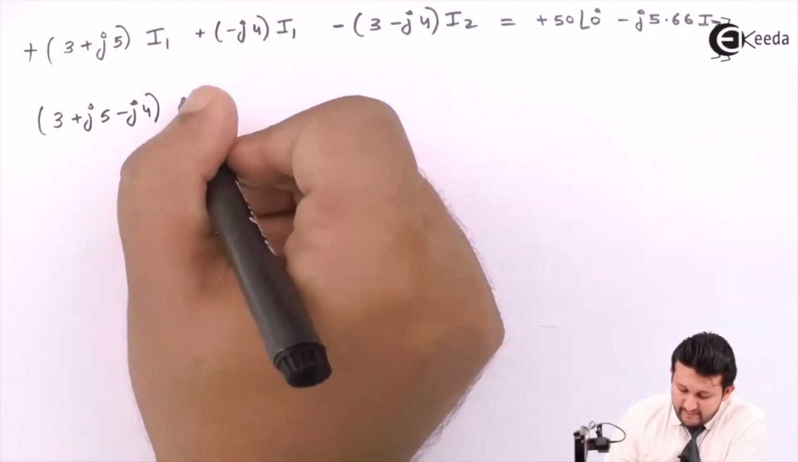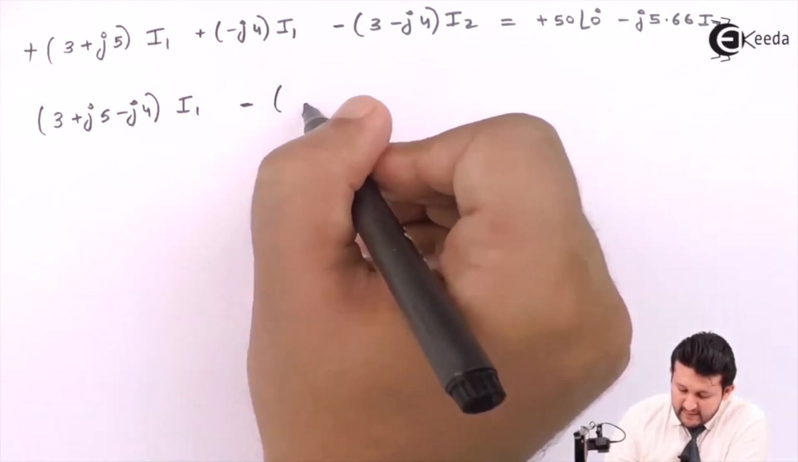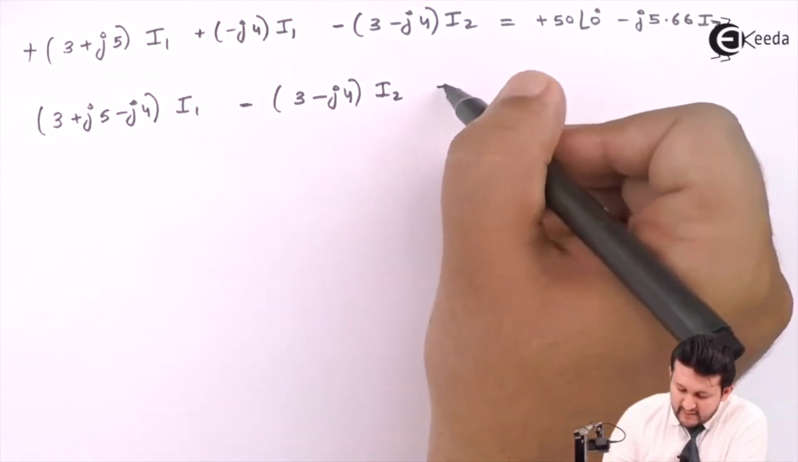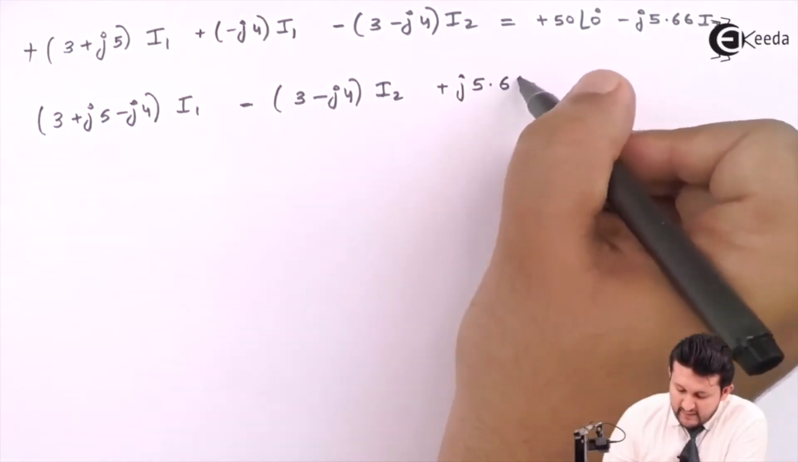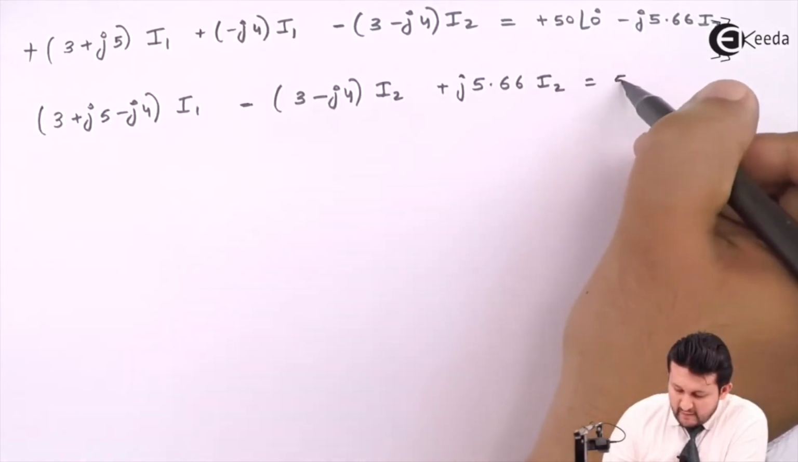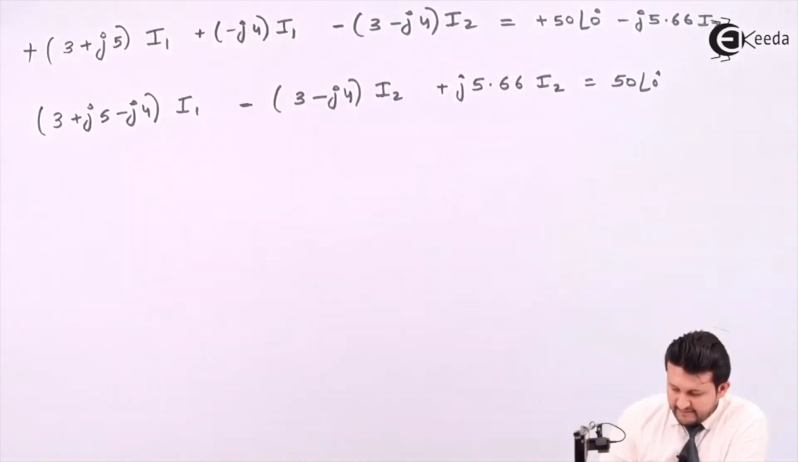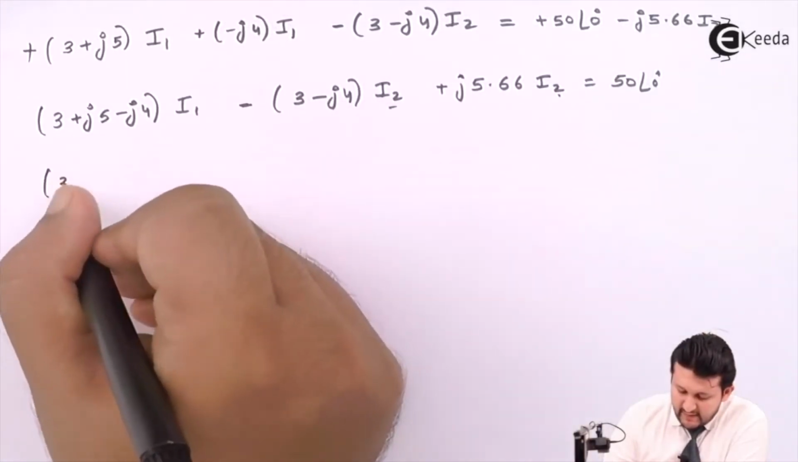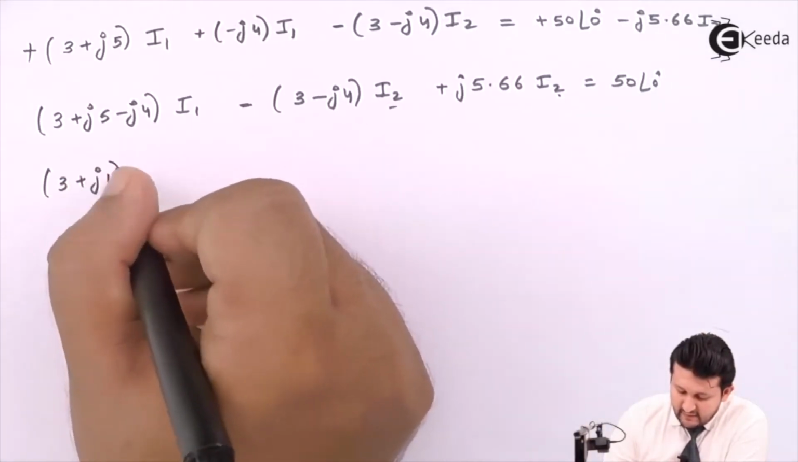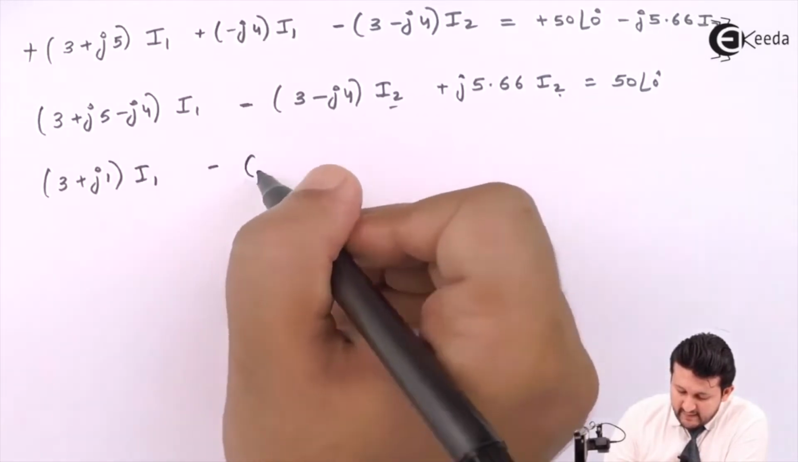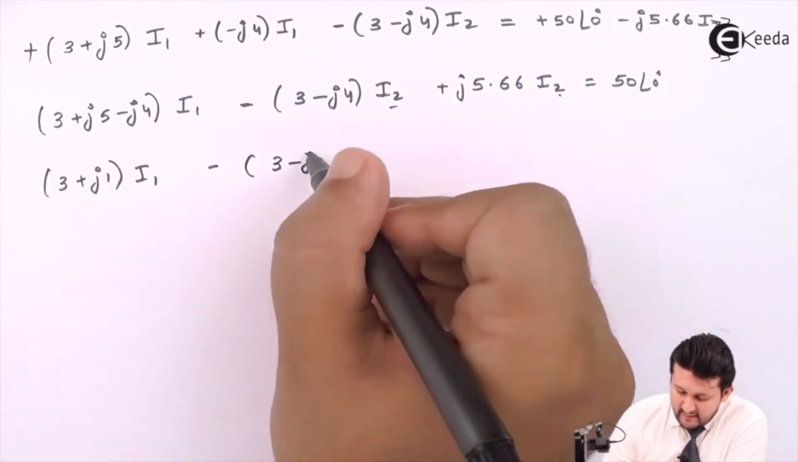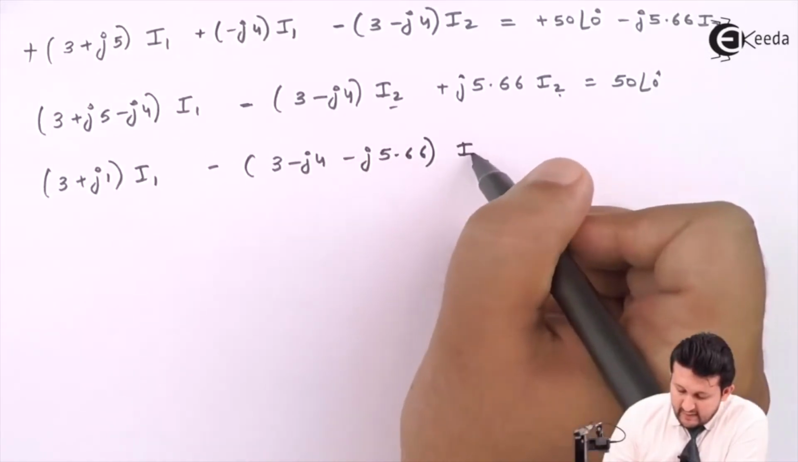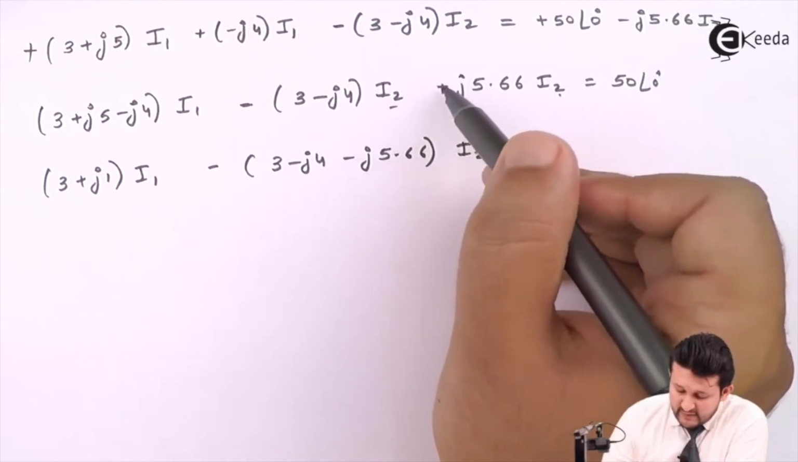minus J4 I1 minus 3 minus J4 bracket I2. Shift this side plus 5.66 I2 equal to 50 angle of 0. So take I2 as common, so you'll be getting 3 plus J1 I1 minus, take it in bracket, 3 minus J4 minus J5.66 I2.